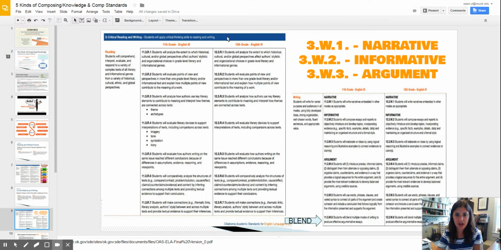Your reading standards are here. But looking at the writing standards, they are delineated by mode or text type. So 12th grade, and all of the grades really, have a narrative component, an informative component, and an argumentative component. So Standard 3, writing, Substandard 1 is narrative, and that will be our first essay. The second one is informative, and that will be our second essay. And the third one is argumentative, and that will also be our essay.